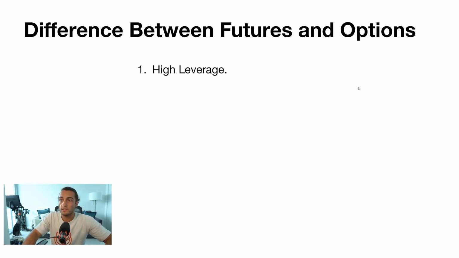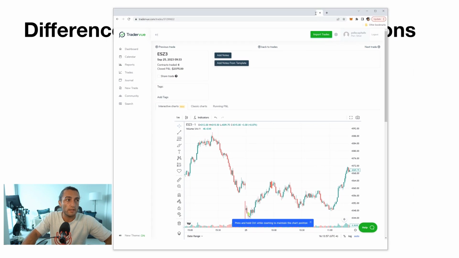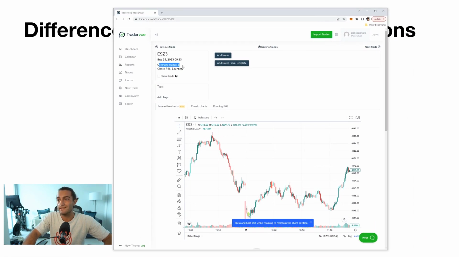So first things first, futures are very high leveraged. For an example of that, I'll just break down one of my trades real quick. For this trade, you see I traded 6 contracts. In the futures world, your position size is based in contracts or lot size. In this example, I traded 6 lots, 6 contracts, and I made about $23.75 for this particular trade.